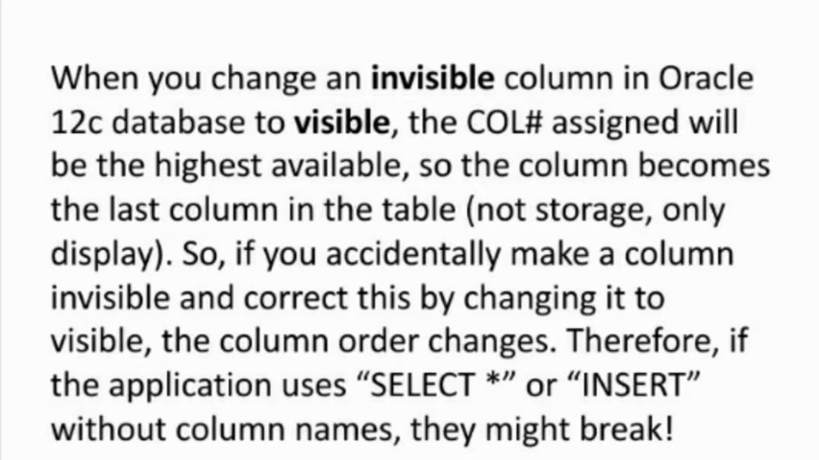When you change an invisible column in Oracle Database 12c to visible, the column number assigned will be the highest available. So the column becomes the last column in the table, in display only, not storage. So if you accidentally make a column invisible and correct this by changing it to visible, the column order changes. Therefore, if the application uses select star or insert without column names, they might break.